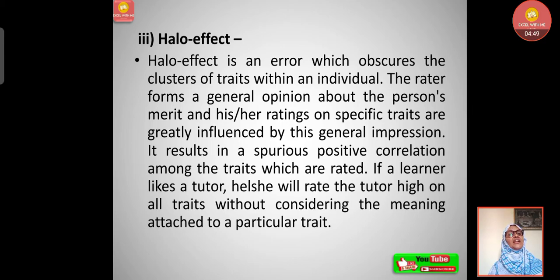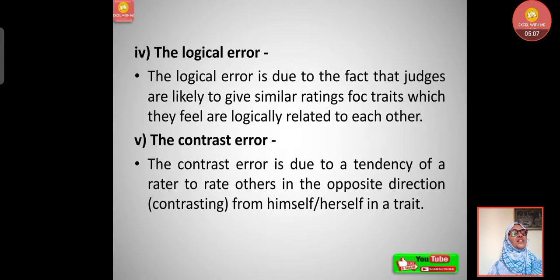If a learner likes a tutor, he or she will rate the tutor high on all traits without considering the meaning attached to a particular trait. Same thing happens. If a person likes so much, then they will give all the good things only, neglecting the negatives. That is halo effect. The fourth one is the logical error. The logical error is due to the fact that judges are likely to give similar ratings for traits which they feel are logically related to each other.